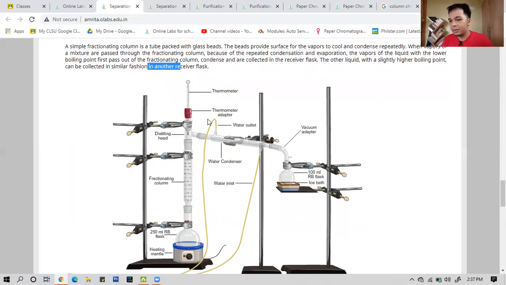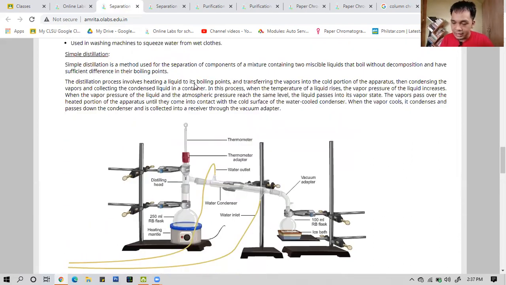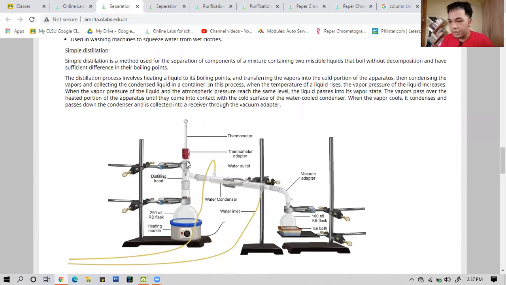So, ano ba ang mauuna dito? Okay, ang unahin niya dito, guys, mauunang makaan dito is the liquid with lower boiling point. Lower boiling point lagi, di ba? As simple ay ang 1, kapares lang din siya dun sa ating simple distillation.